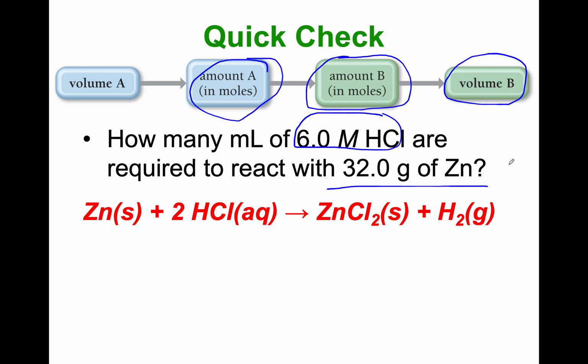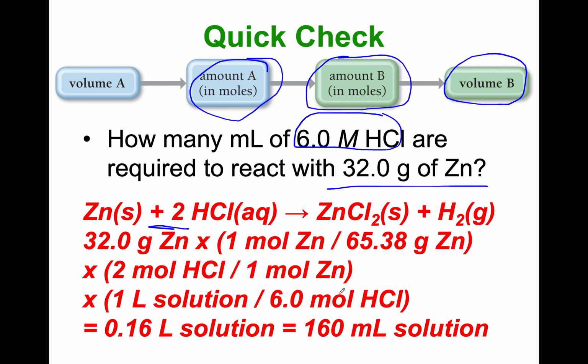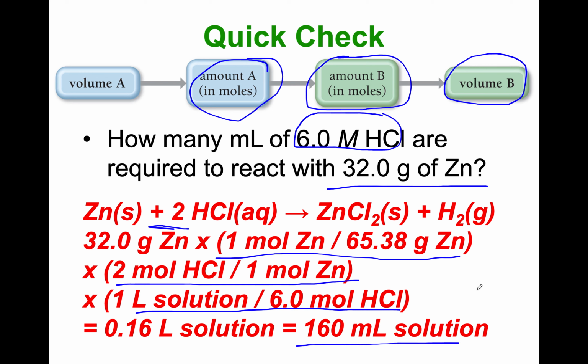First, got to have a balanced chemical equation. So zinc, hydrochloric acid, and you see the balance here. And then, just as we said, we go molar mass. That gets us to moles of zinc. Mole ratio gets us to moles of HCl. And then the molarity is inverted. So you're dividing by the molarity to get to volume, and you can convert that to milliliters.